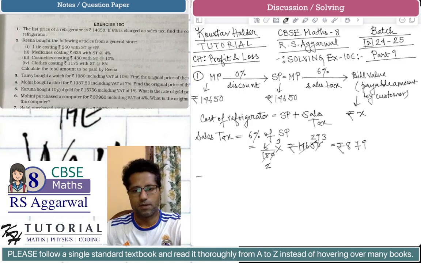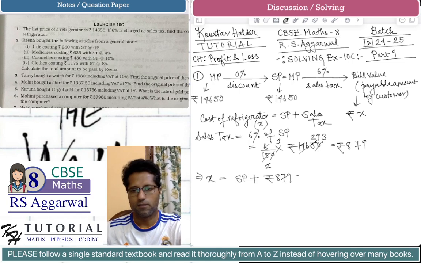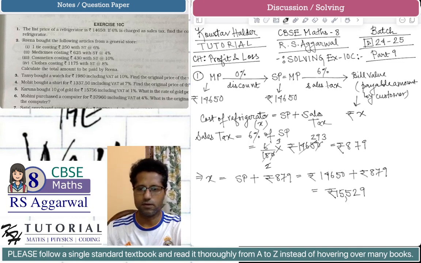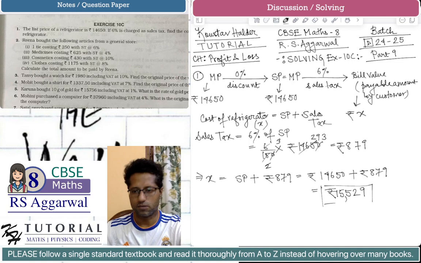So this implies X, which is the cost of the refrigerator, will be equal to SP plus rupees 879, which is equal to rupees 14650 plus rupees 879, which is equal to rupees 15,529. This will be the cost of the refrigerator.